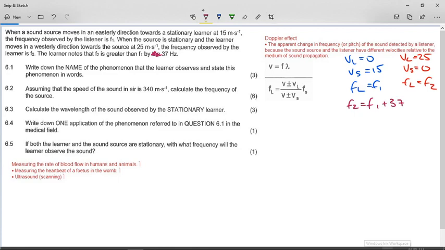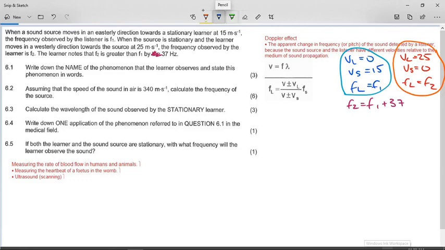Okay, so this is how we're going to set up our simultaneous equation. This situation over here is my first scenario, and this situation over here is my second scenario, and we are going to link them with the knowledge of the difference between the two frequencies. So let's start answering the question.